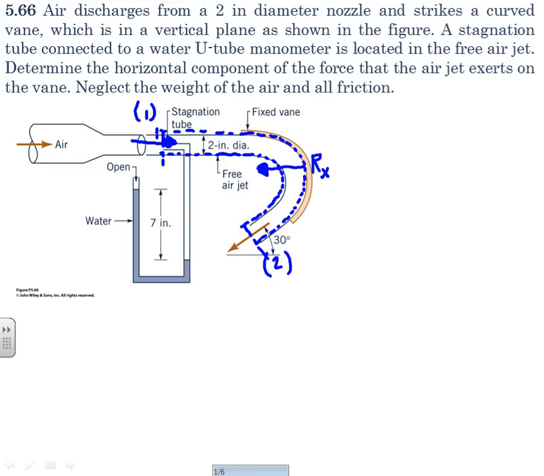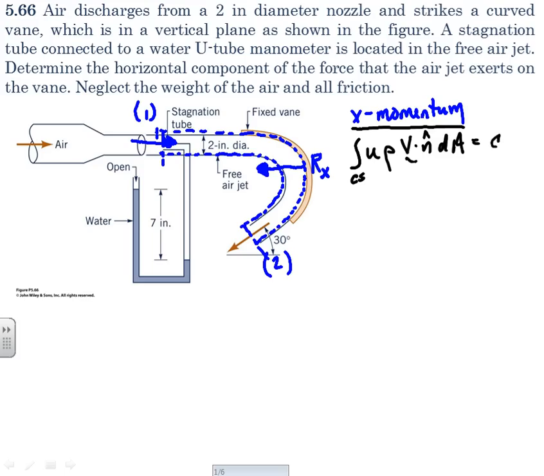So let's take a look at our momentum equation. Let's look at the x momentum. And when we do that, for a steady state, we know that the integral over the control surface of u times rho times V dotted with n times dA has to equal the sum of the forces in the x direction.